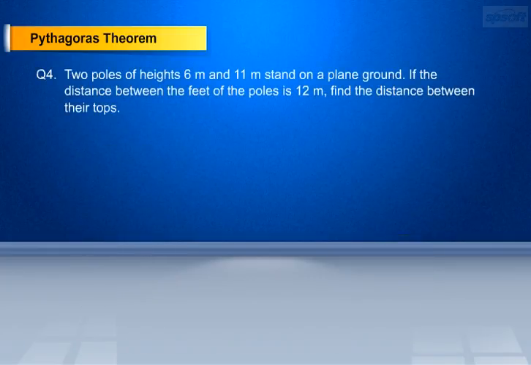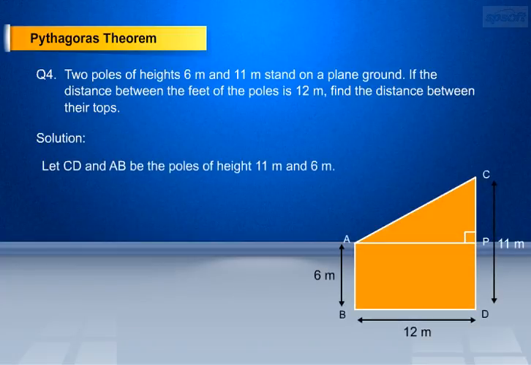Question 4. Two poles of height 6 meters and 11 meters stand on a plain ground. If the distance between the feet of the poles is 12 meters, find the distance between their tops. Solution. Let CD and AB be the poles of height 11 meters and 6 meters. Therefore, CP equal to 11 minus 6 equal to 5 meters.